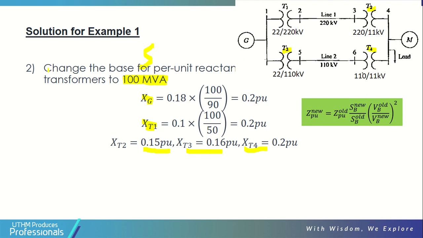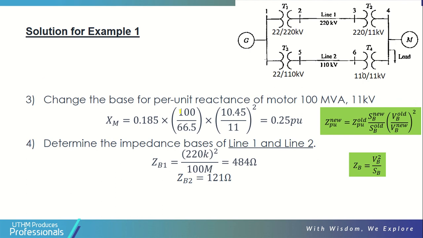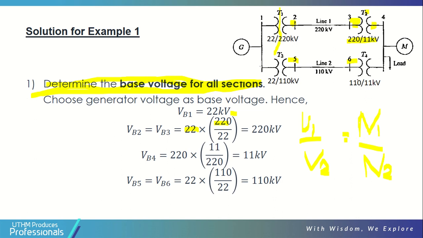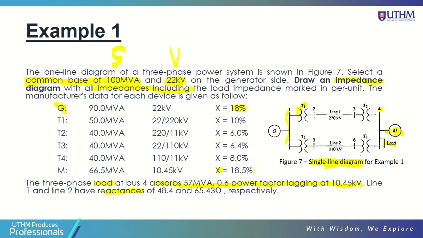We changed the base for the per unit reactance of the generator and transformers to the common system base, which is 100 MVA. Next, change the base for the per unit reactance of the motor load to 100 MVA and 11 kilovolt, using the same formula. Z per unit is given from the datasheet of the motor. This is the Z per unit of the motor. It's given. This is the S base.